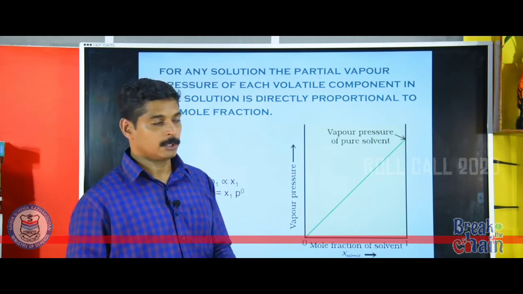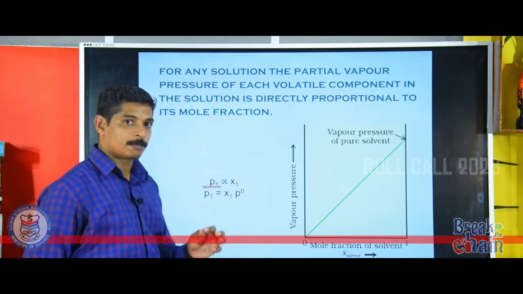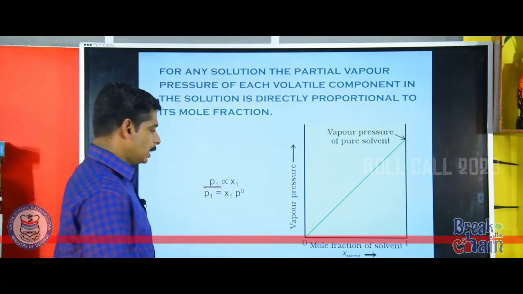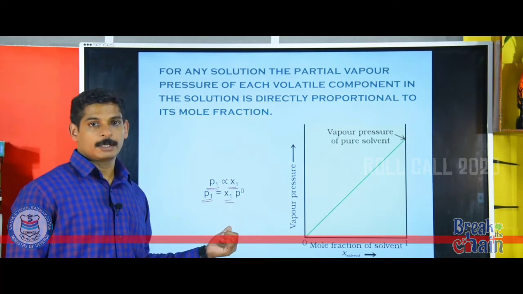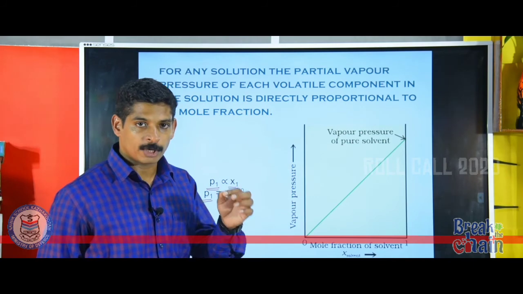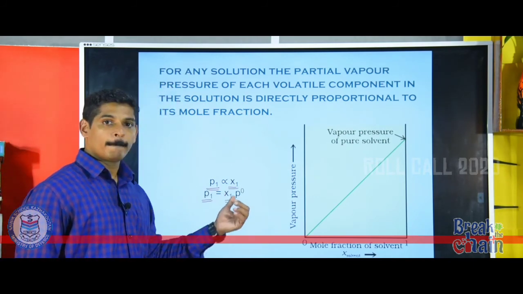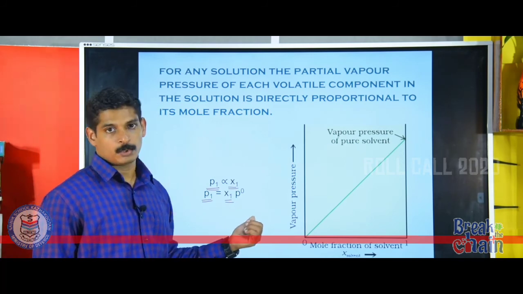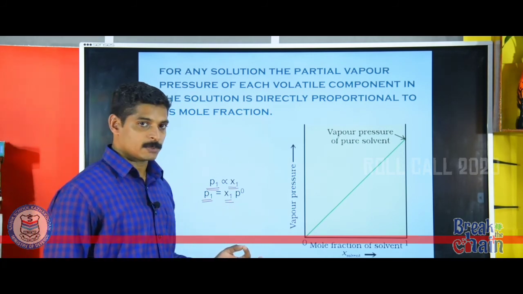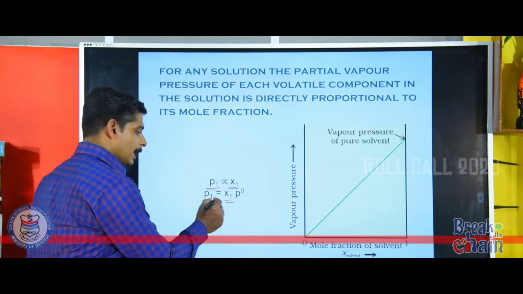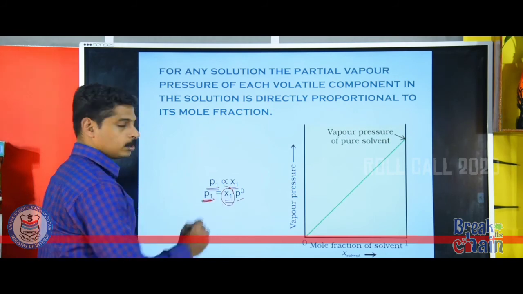Clear? And you can say that P1, what is P1? It is the partial pressure of the component in a solution. It is directly proportional to Chi1. What is Chi1? Chi1 is the mole fraction of component 1 in the liquid solution, into P0. What is P0? P0 is the vapor pressure of that pure component. So, from this we can say P1 is directly proportional to Chi1.